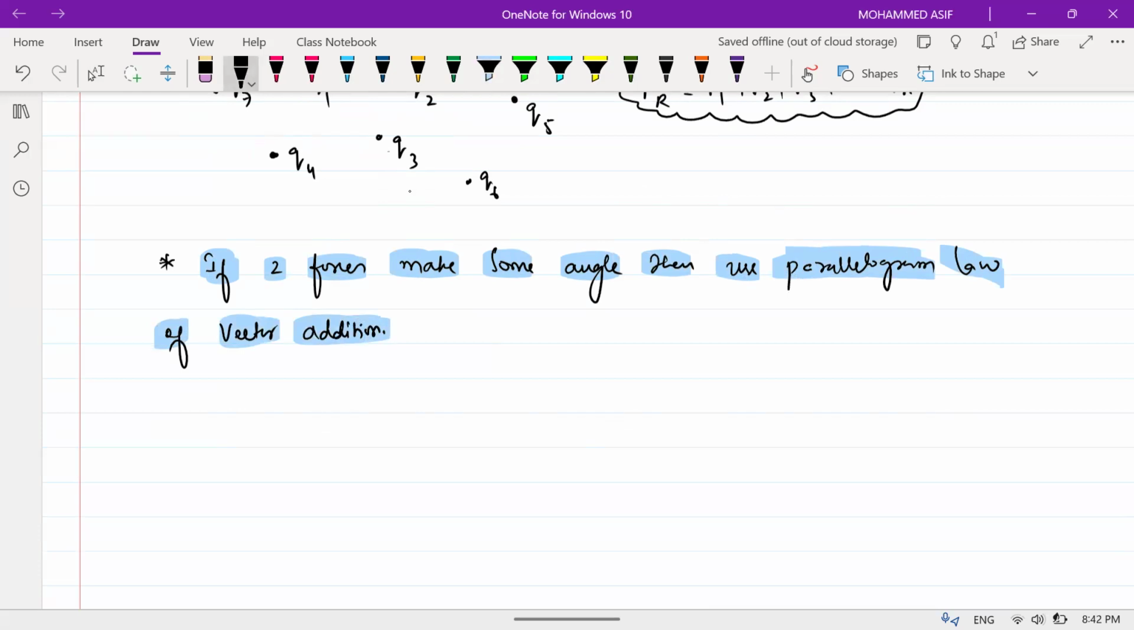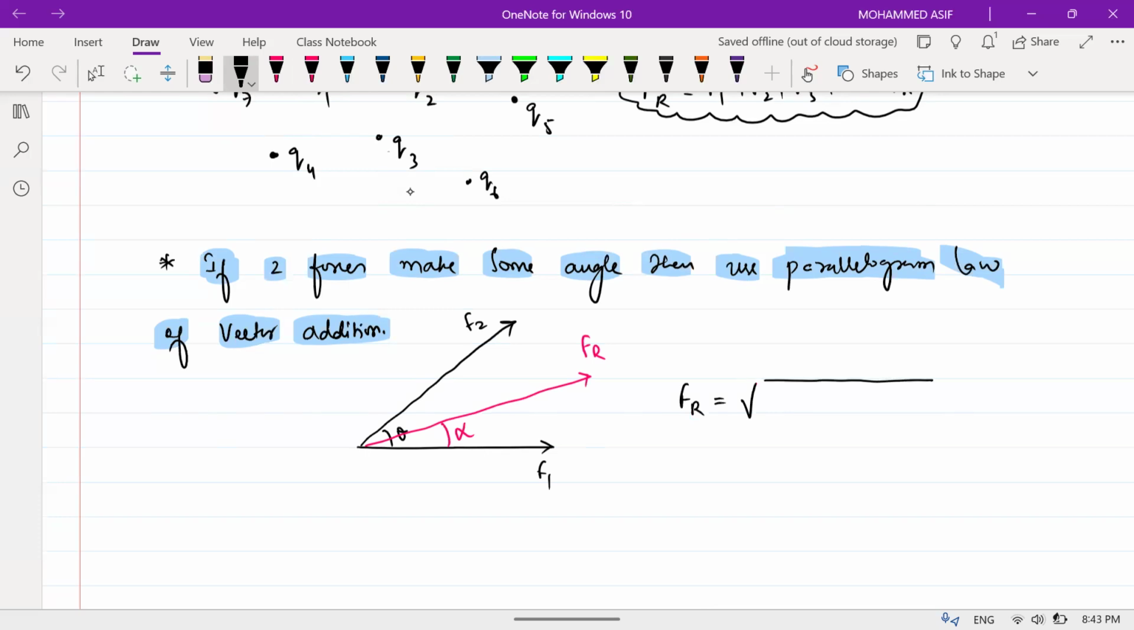That means like this. If this is one force, beta, F1, and here there is another force, F2, and there is an angle between them, theta. And the resultant of this one is somewhere here. This is F resultant, and this is making an angle alpha. Then the resultant is calculated by the formula F resultant is equal to under root of F1 square plus F2 square plus 2 F1 F2 into cos theta. Do you remember this formula?